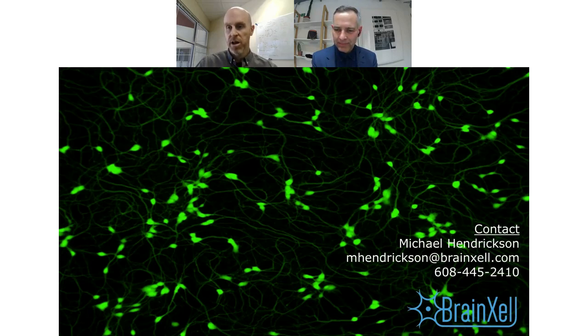The next question looks like, are there any known markers of low quality iPSCs that cannot efficiently differentiate into neurons? That's a fantastic question. The answer is we don't think so, or we don't know.